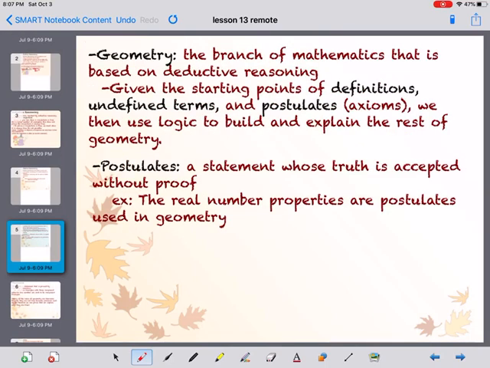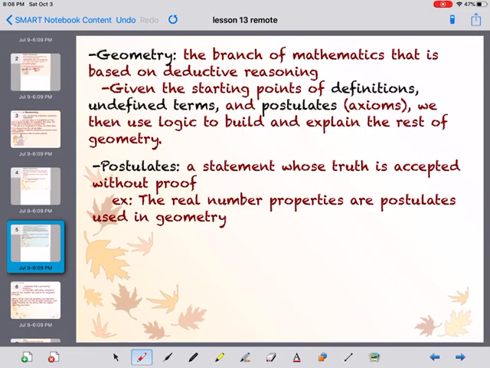Okay, so by definition, geometry is the branch of mathematics that is based on deductive reasoning. Most people think geometry is the study of shapes. That is not true, okay? Geometry is the branch of mathematics that's based on deductive reasoning. So basically we use definitions, which you guys know what definitions are, how something's defined. We use some things called the undefined terms, like a point, a line, a plane, and postulates or axioms, and then we use logic to build on everything else.